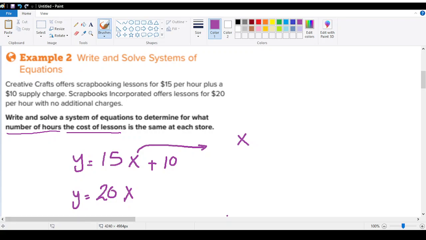Can you just give me scrapbooking lessons. Yeah, just give me 1 minute.